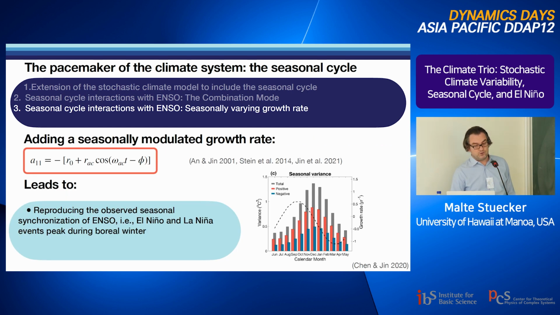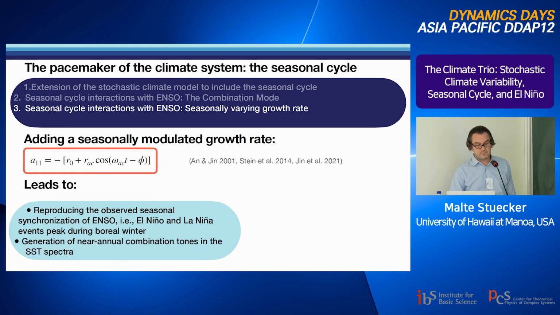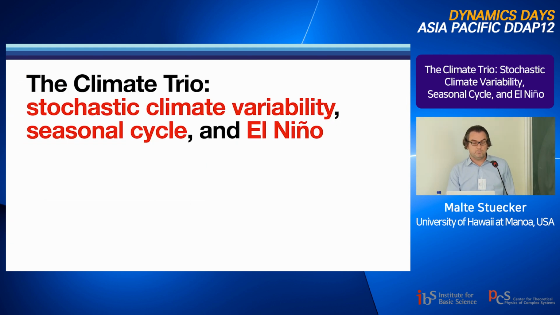Now, if you include this non-constant coefficient in this recharge oscillator, it actually does a really nice job at reproducing the observed characteristics. Here on the right-hand side, in bars, is a distribution of variance over the calendar months, and we see that we have increased SST variance here in boreal winter. Also, because we again have these cross terms, we generate these near-annual time scales in the SST spectra. Now, what happens when all of these things come together?